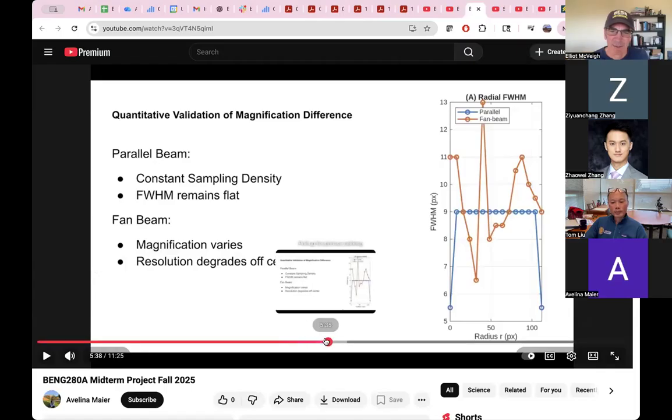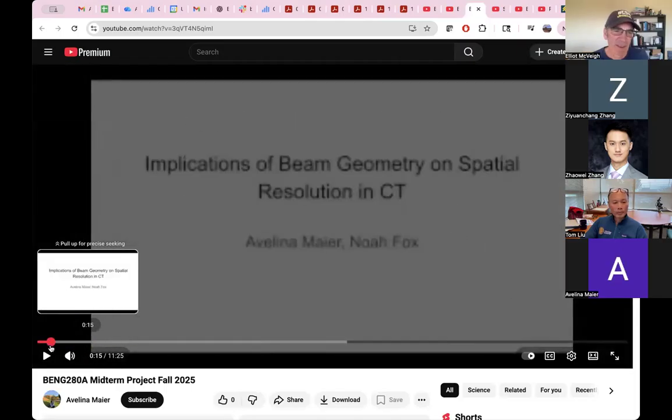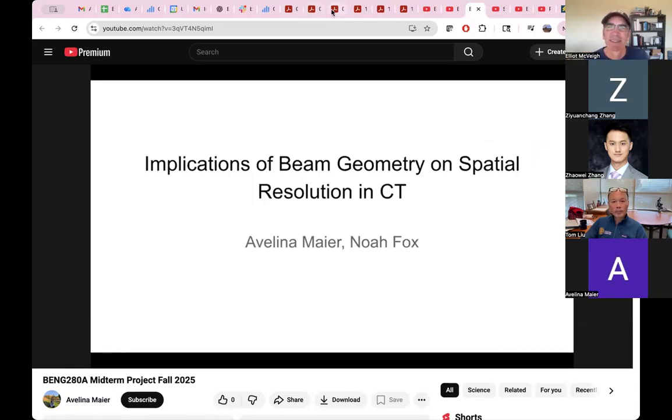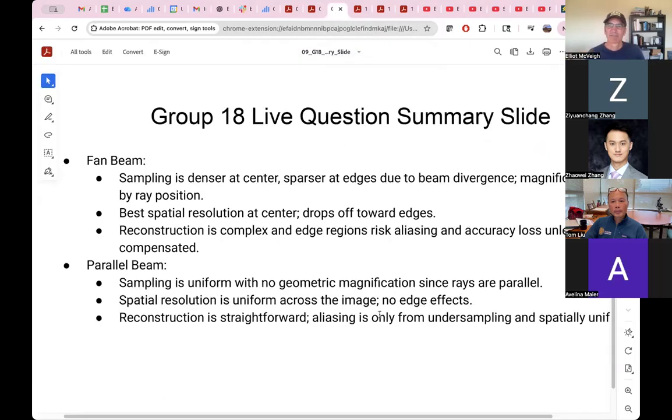Hi. Yes, we're group 18, and our objectives for our project were to compare fan beam and parallel beam CTs in terms of sampling and magnification, spatial resolution, uniformity, and reconstruction accuracy.